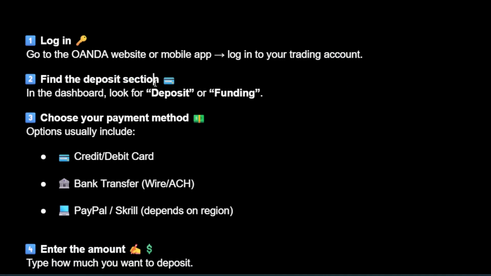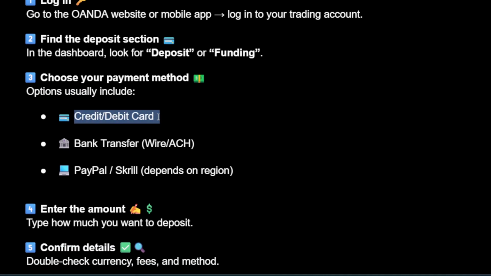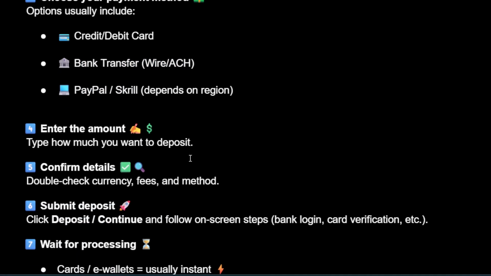You will then find the deposit section in the dashboard. You want to look for deposit or funding, and then you gotta choose your payment method. You have options such as credit or debit card. You have bank transfers, and also you have PayPal or Skrill depending on the region.